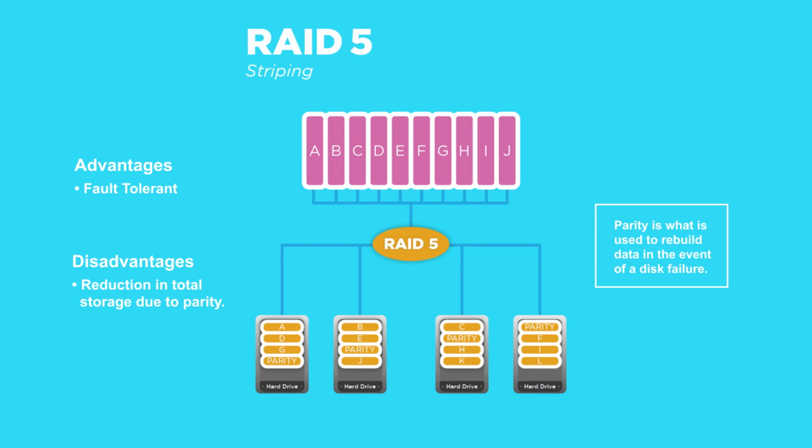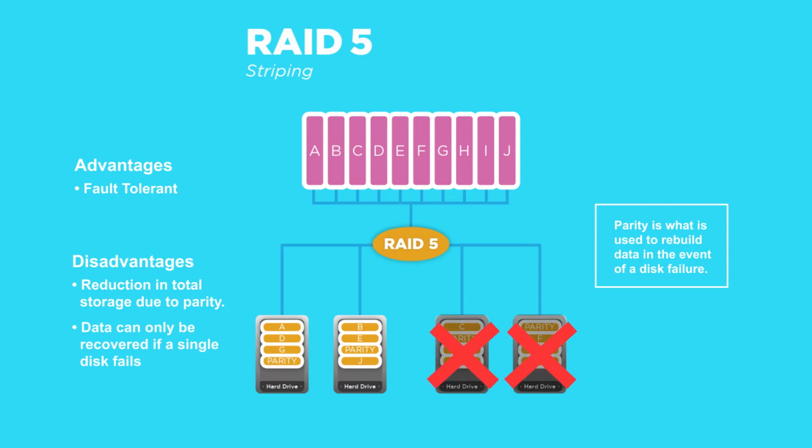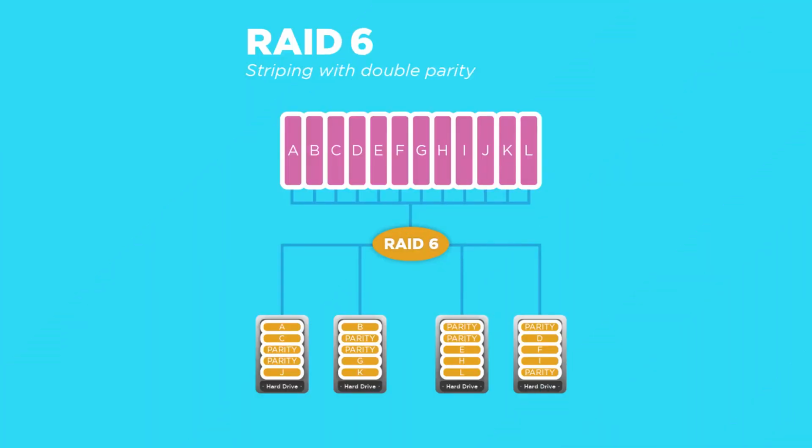Also, parity in RAID 5 is only able to rebuild data if a single disk fails. So if two disks happen to fail at the same time, which is very rare, then all the data is lost.